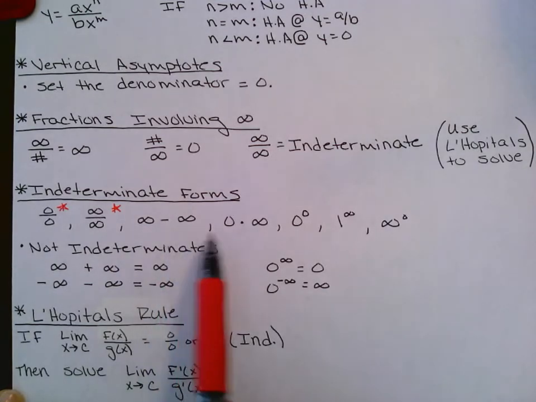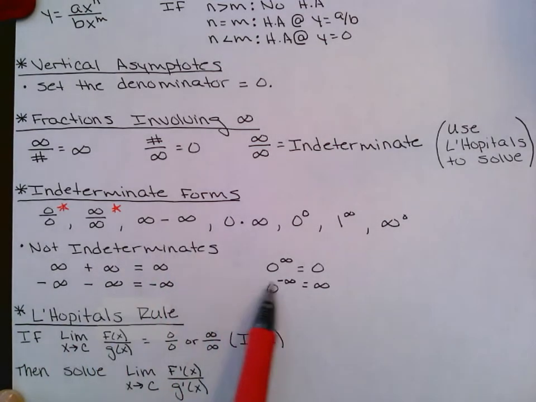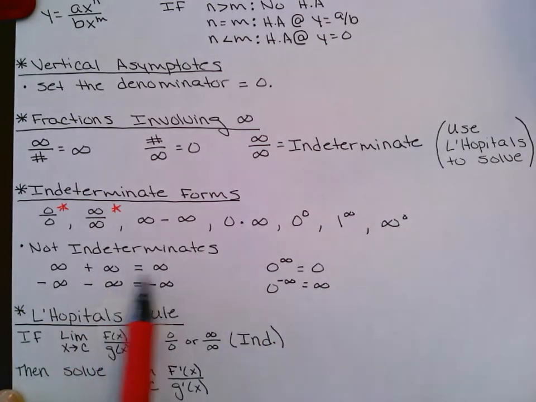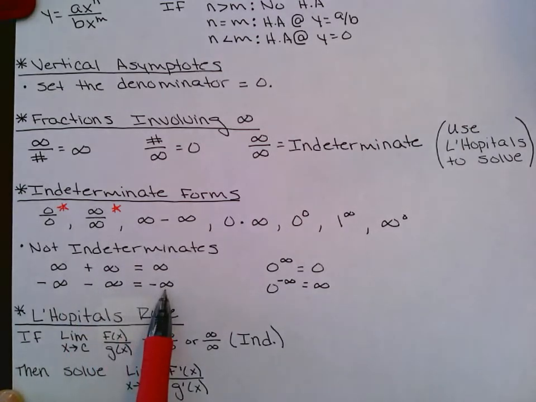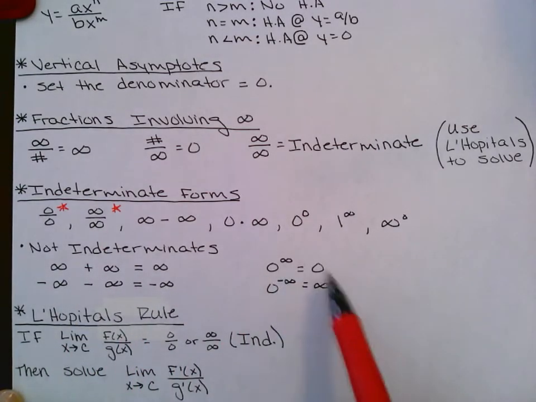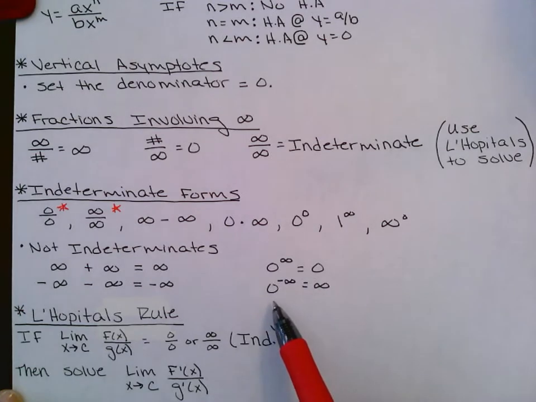So don't stress about those. Now, these four here are not indeterminates, okay? Infinity plus infinity is infinity. Negative infinity minus infinity is negative infinity. 0 to infinity is 0. And 0 raised to negative infinity is infinity, okay?